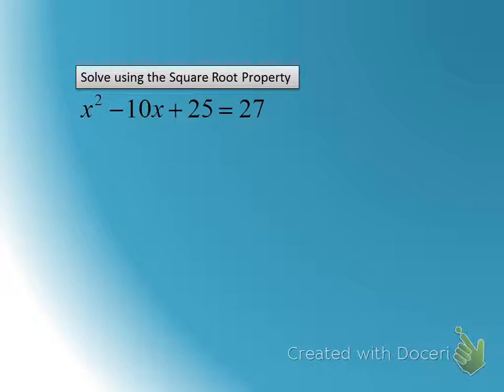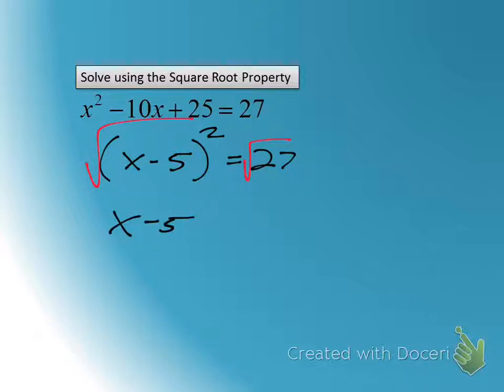So you have multiply to 25, add to negative 10. What would those be? Signs? Negative 5. So x minus 5 quantity squared equals 27. Square root both sides. x minus 5 equals plus or minus the square root of 27.